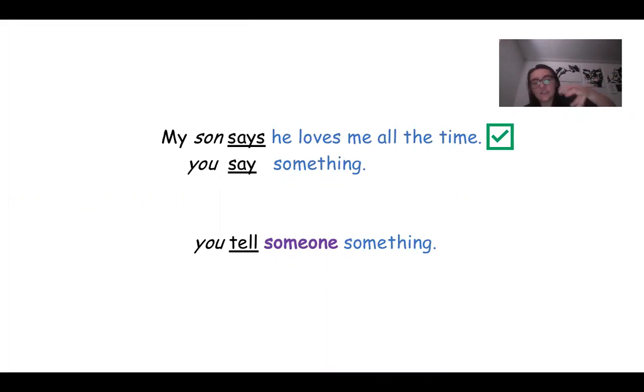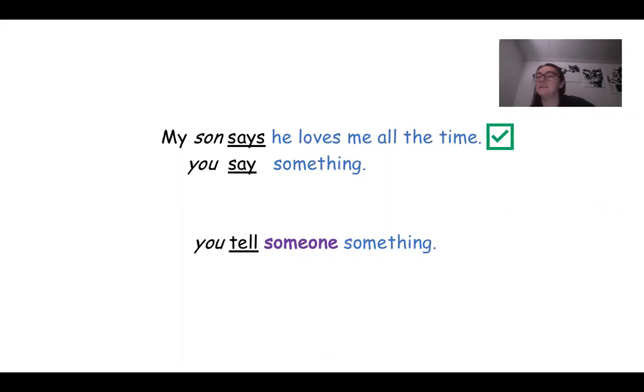if it's a he or she, or they don't identify as a he or she, you can say says, right? My son says he loves me all the time. It wouldn't be my son say he loves me all the time, right? So, because you have to add an S. My son says he loves me all the time. You say something, right? My son says something.